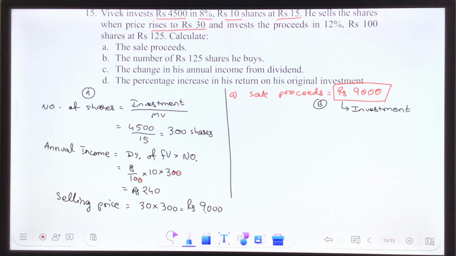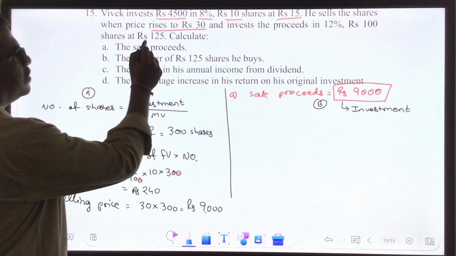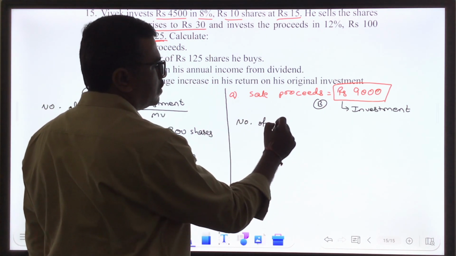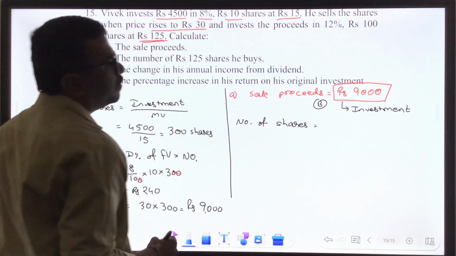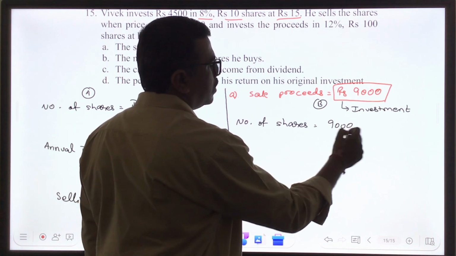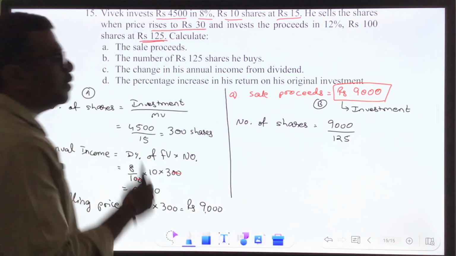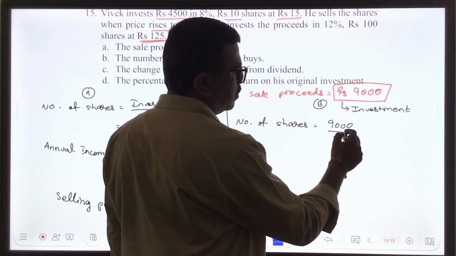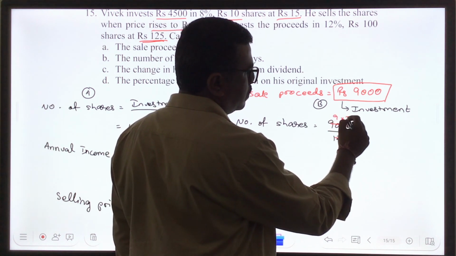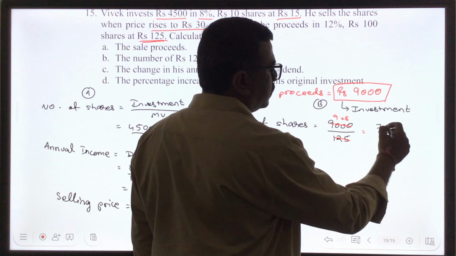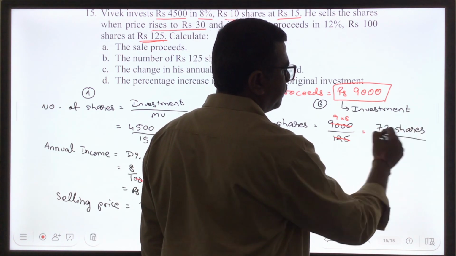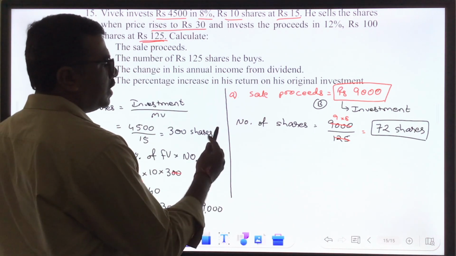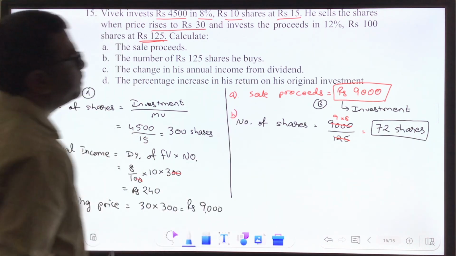The market value of shares of company B is 125. So the number of shares of the second company will be investment 9,000 divided by market value 125, which gives 72 shares. So he bought 72 shares of rupees 125. So this is the answer to part B.